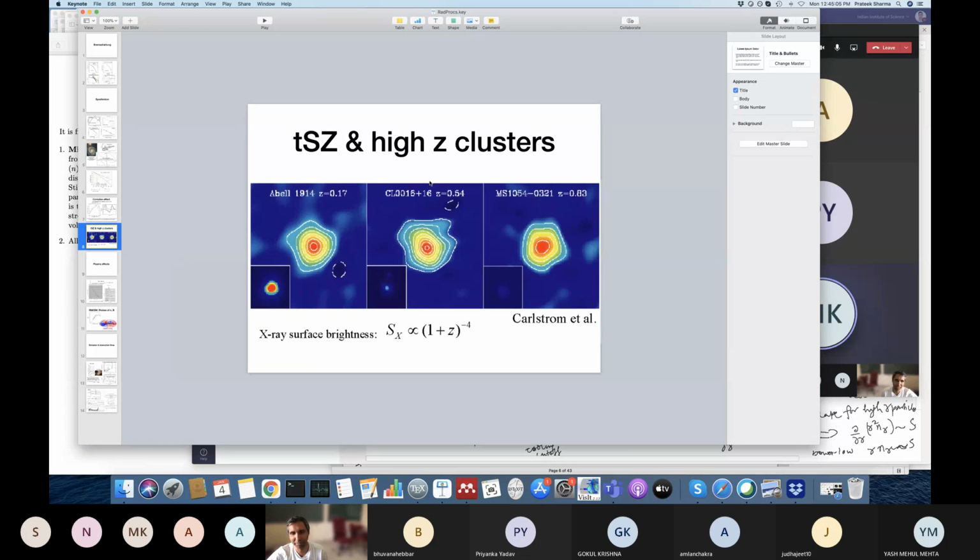Hello. Manish, can you see this? Yes, sir. Can you understand the question that I asked? This is showing that the SZ signal does not change much as a function of redshift, but this is in X-ray. So my question was, does this suggest a clue to how one would detect very high redshift clusters?